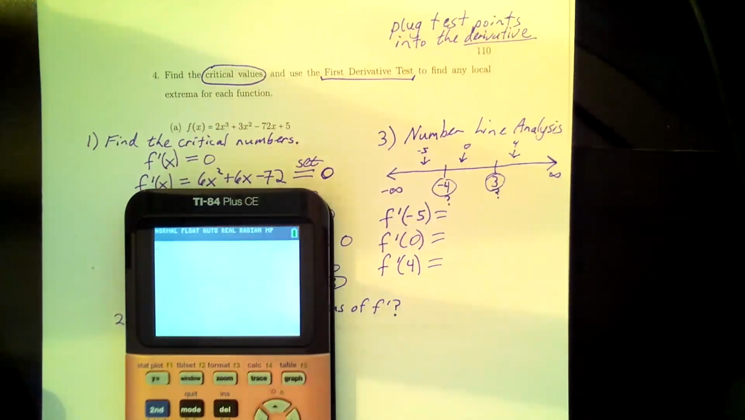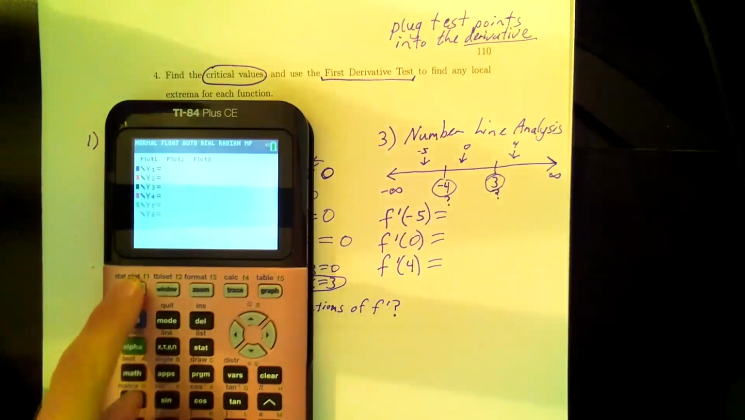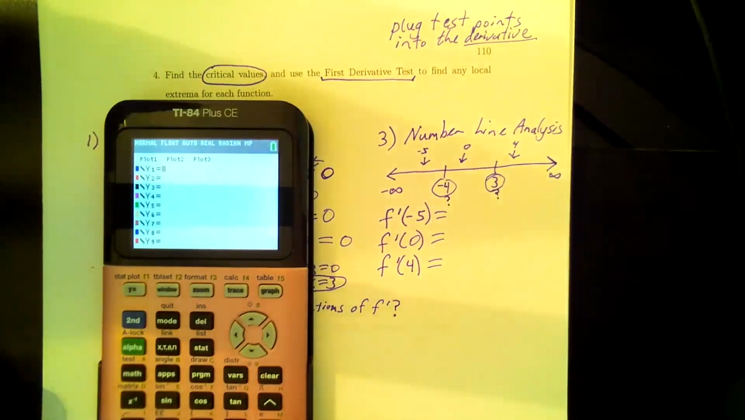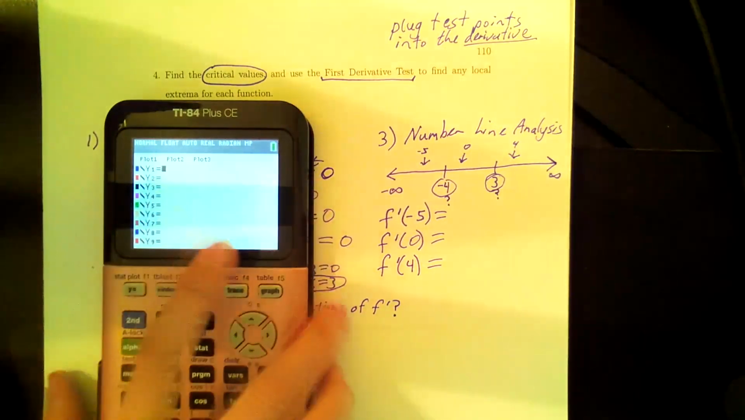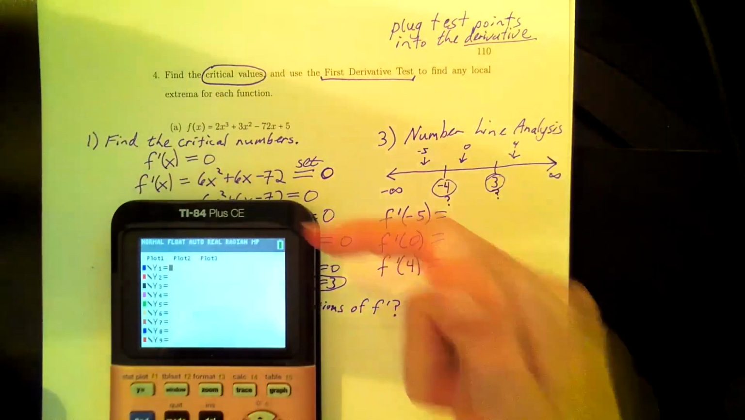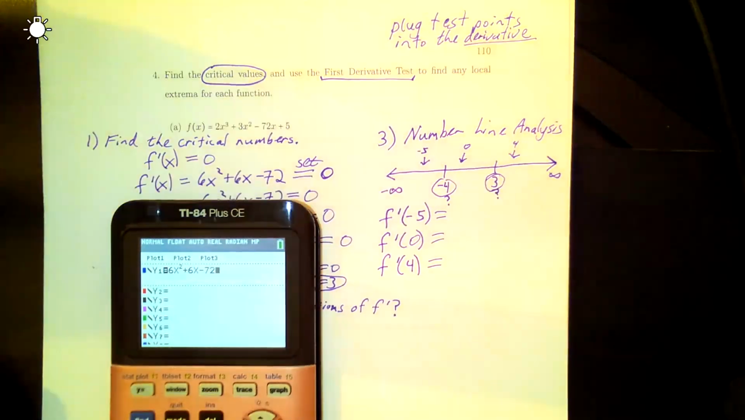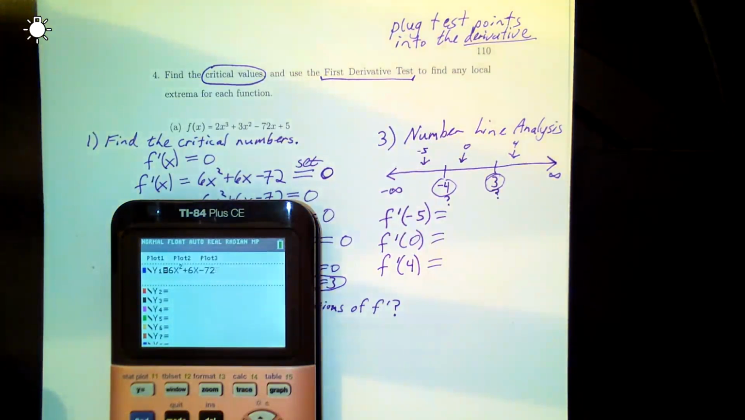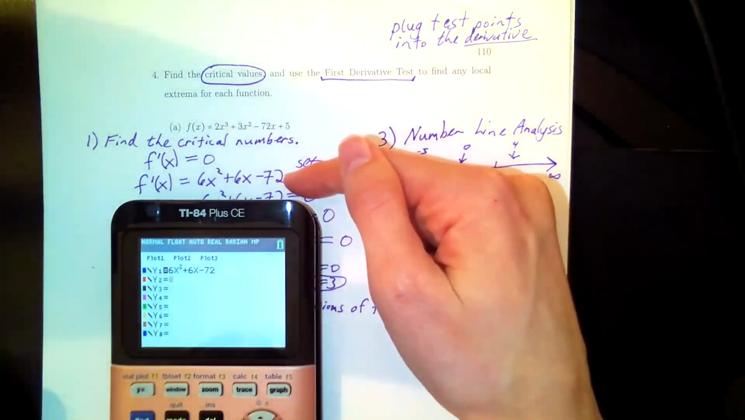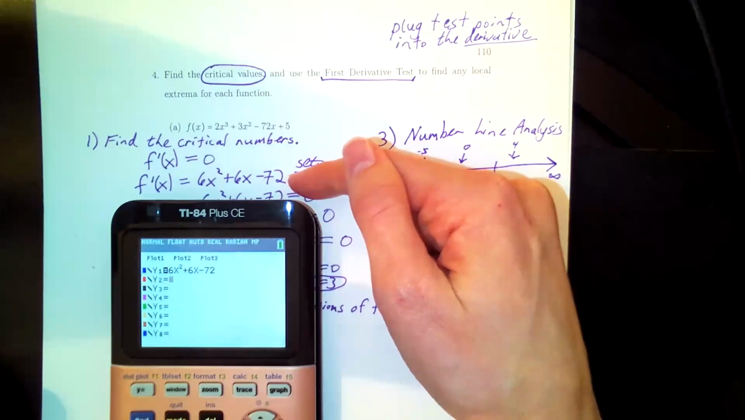So if you go to your y equals on your calculator, you can put any function you want in there, right? And you can graph it, but in your y equals this time, what I want you to do is put in the derivative function, 6x squared plus 6x minus 72. So we get here. I'm going to hit enter. Now, instead of graphing that, we don't really care about what the derivative looks like, so it wouldn't really make sense for us to graph it anyway.